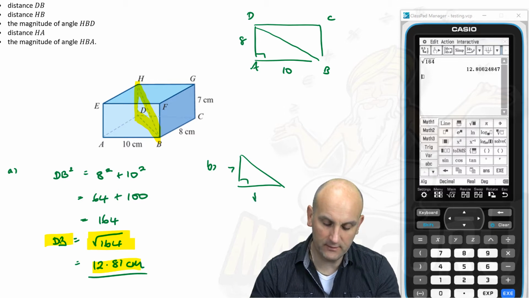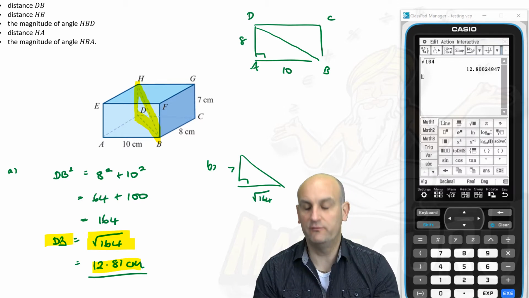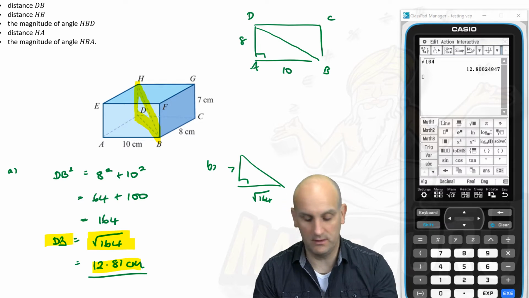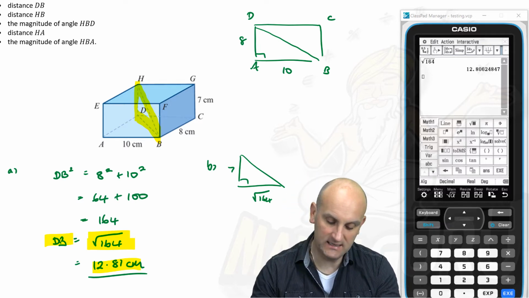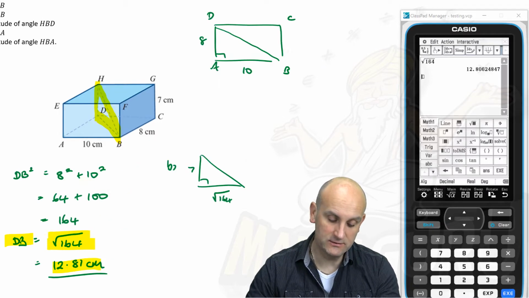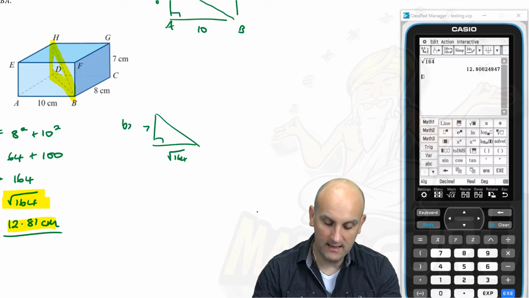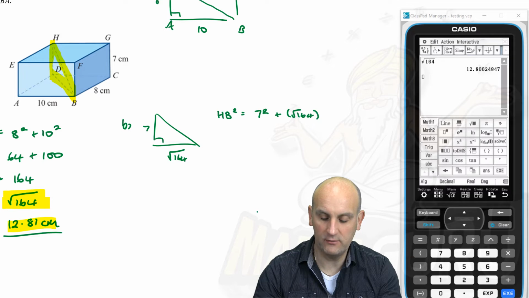So DB is, I'm going to actually write it as the square root of 164. That's going to become important in a moment. And I want to find the distance HB. So let's call it HB basically. Scrolling over a moment, so we've got some room, I get HB squared is equal to 7 squared plus the square root of 164 squared.